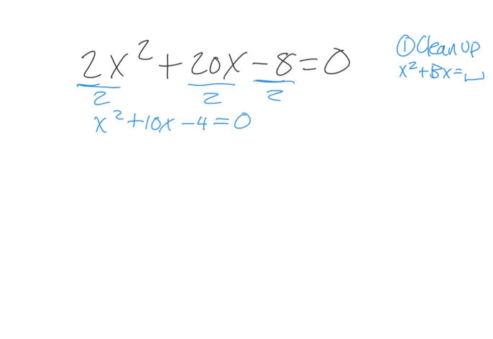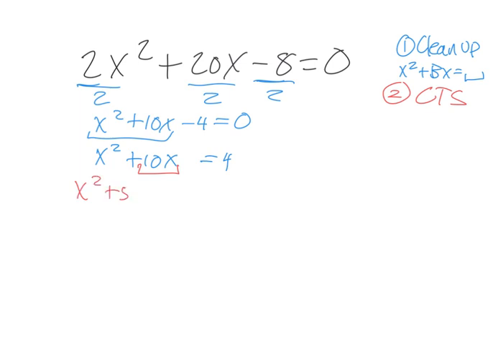Okay, at this point, we've almost cleaned up. We still need to get this part by itself. I'm going to add 4 to the other side to get x squared plus 10x is equal to 4. Now let's move on to my completing the square thing. We're going to break up our middle term. So it's x squared plus 5x plus 5x. I'm going to leave some space, and that's equal to 4.